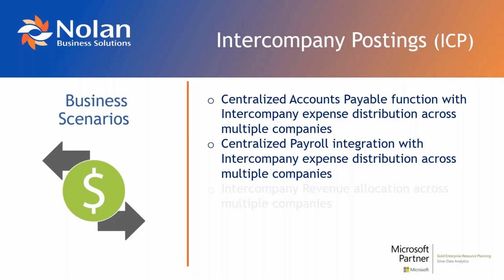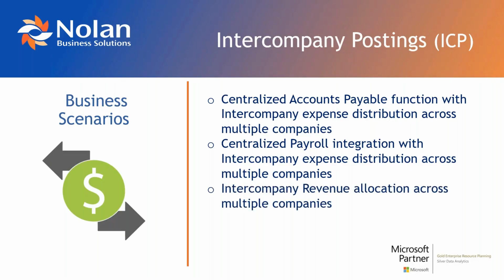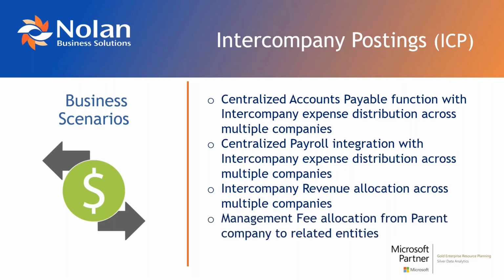So with that single entry, you have the ability to impact multiple GP databases at a time. Similar concept around intercompany revenue allocation. You've got situations where revenue needs to be allocated across multiple companies. Our Nolan Intercompany can help you with that. And similarly, if we think of a management fee allocation scenario, this is something that, at the GL level, we can also help with the allocation of.